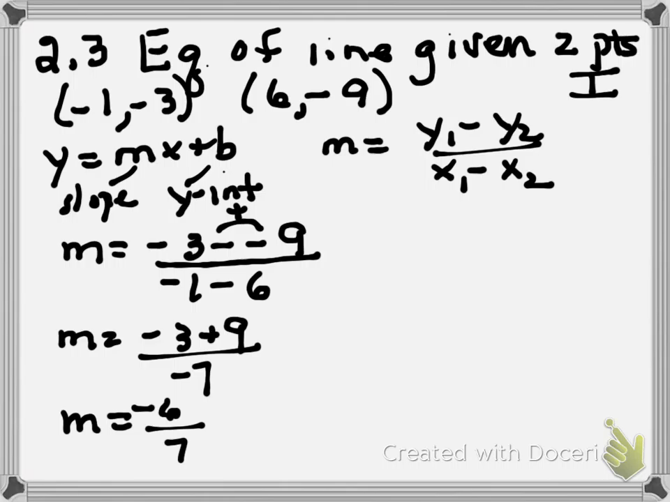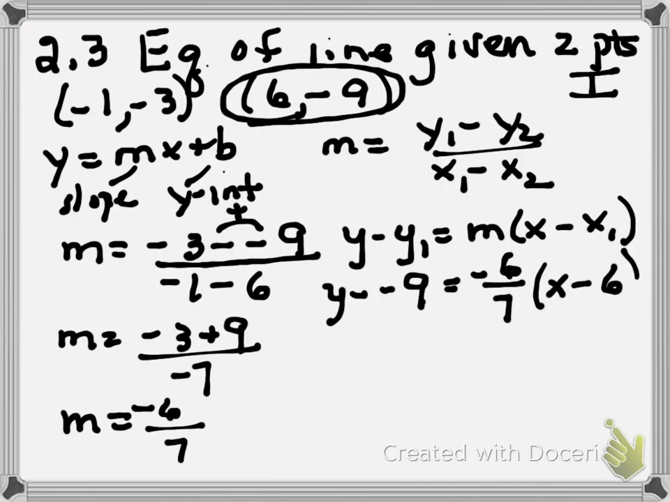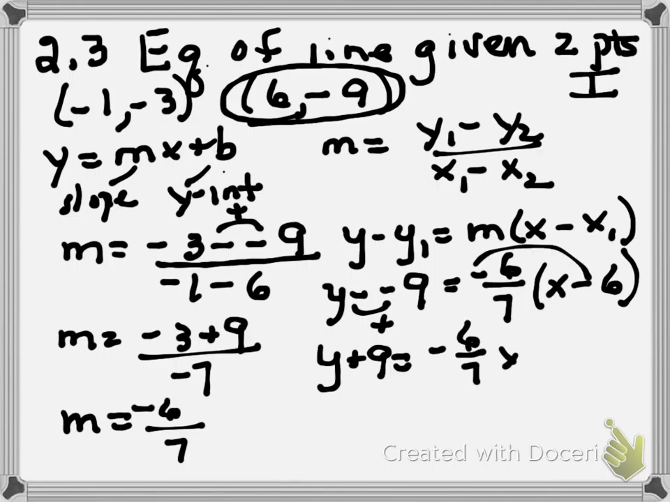Now I'm going to use the point slope formula. Y minus y1 equals m times x minus x1. Pick one of the 2 points. I'm going to pick this point only because it has fewer negatives. Y minus y1, don't skip any steps, equals the slope, negative 6/7 over x minus x1. Y minus a negative is y plus 9 equals distributive property, negative 6/7 and a positive 36 over 7.